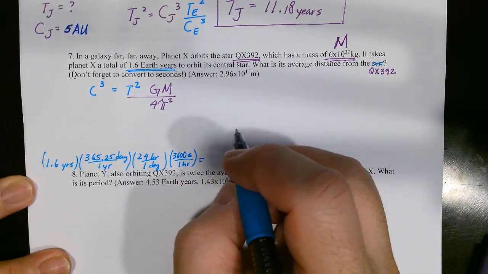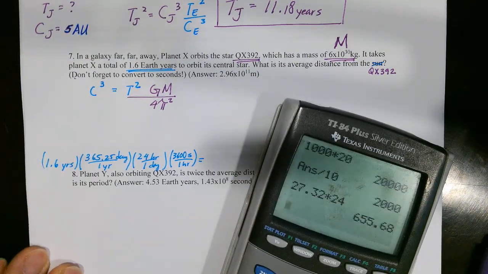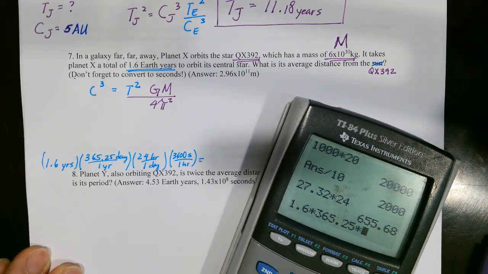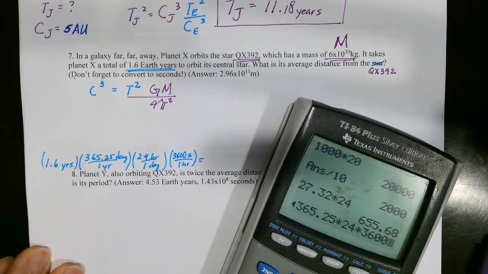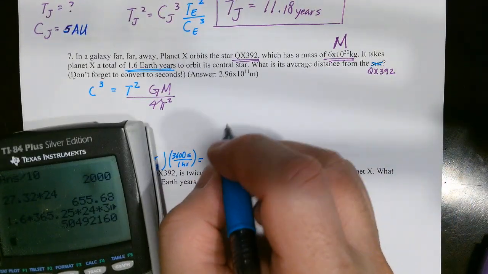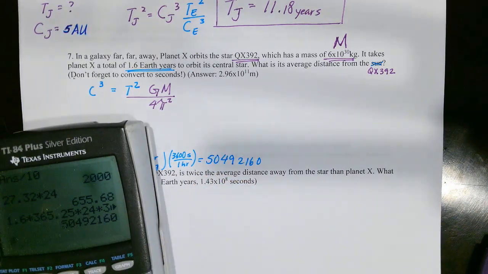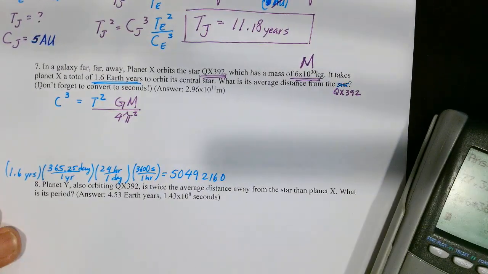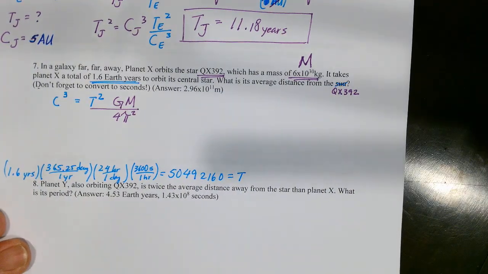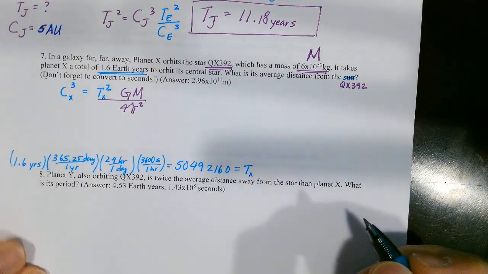like huge, right? Well, let's take a look. 1.6 times 365.25 times 24 times 3,600. Yeah, you're going to get something big. So you're going to get like 50492160. All right. So this is the period of that planet X. Okay. So this is a TX, CX, TX.